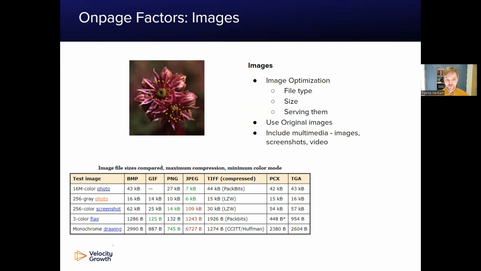So I've got this picture of the flower here in the table below, purely just to illustrate to you how the same image can be extremely different depending on the file type. So if we take this 16 megapixel color photo from the top of this table here, you can see that as a PNG, the same photo is 27 kilobytes, but as a JPEG, it's 7, right? So you're losing a ton of kilobytes there. Now imagine you've got a ton of images on a page, right? You're going to have a lot like this.